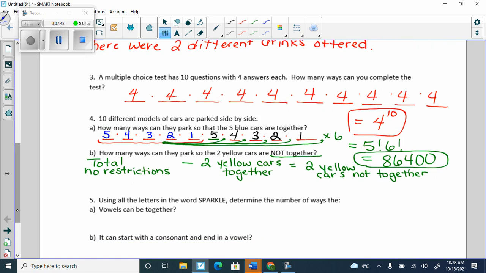So, total no restrictions is literally I have 10 cars, 10 factorial. I have 10 blanks, and then I go 10 times 9 times 8 times 7 times 6 times 5 times 4 times 3 times 2 times 1, which is 10 factorial, right? And that's all the maximum ways I could rearrange these cars, no restrictions. And then I have to subtract off the 2 yellow cars together. 1, 2, 3, 4, 5, 6, 7, 8, 9, 10. Hook these 2 together. 2, then 1, then 8, 7, 6, 5, 4, 3, 2, 1.